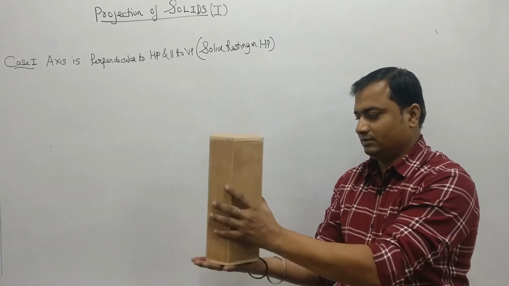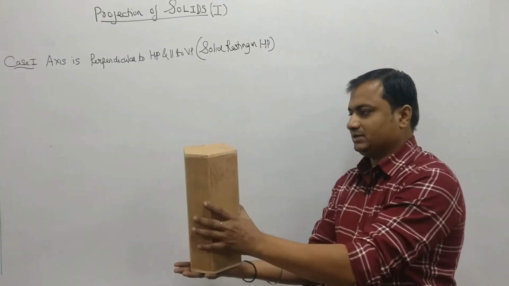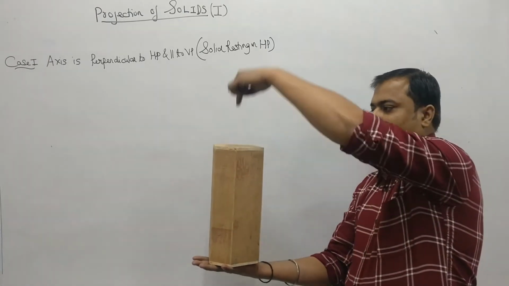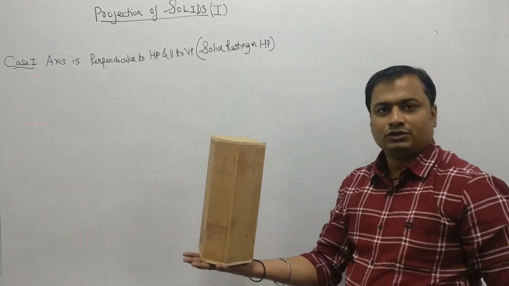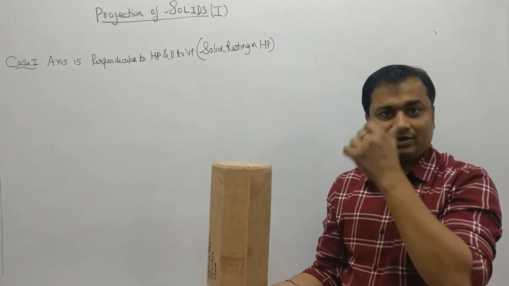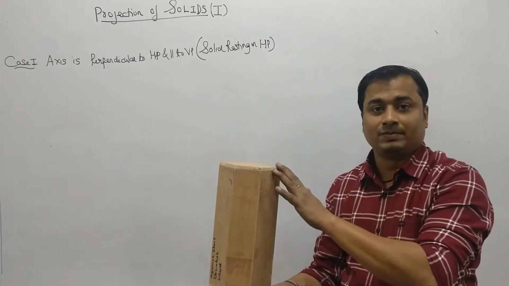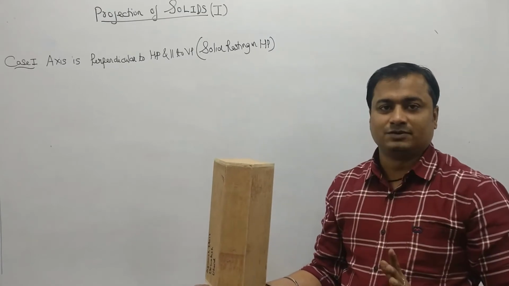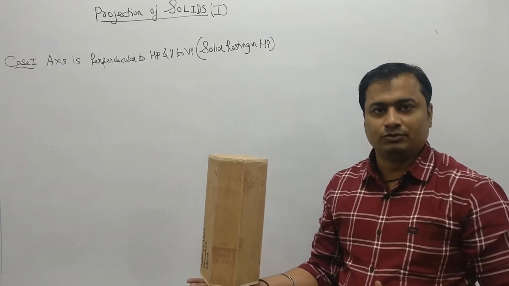HP में ऐसा रखा हुआ है. This my hand is HP. HP में ऐसा रखा हुआ है. Axis is perpendicular to VP and parallel to HP. Now what will be the top view and front view of this prism? Now this is a pentagonal prism. So what is the front view and top view?